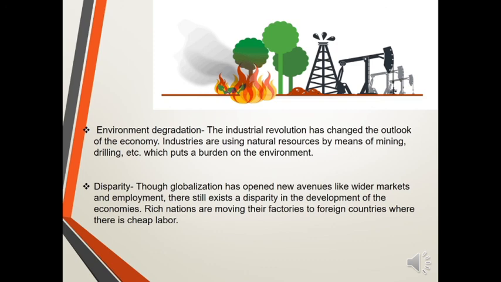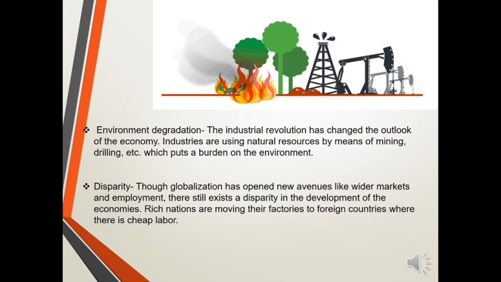The next one is disparity. When we say disparity, that means inequality. So, though globalization has opened new avenues like wider markets and employment, there still exists a disparity in the development of the economies. Rich nations are moving their factories to foreign countries where there is what we call cheap labor.